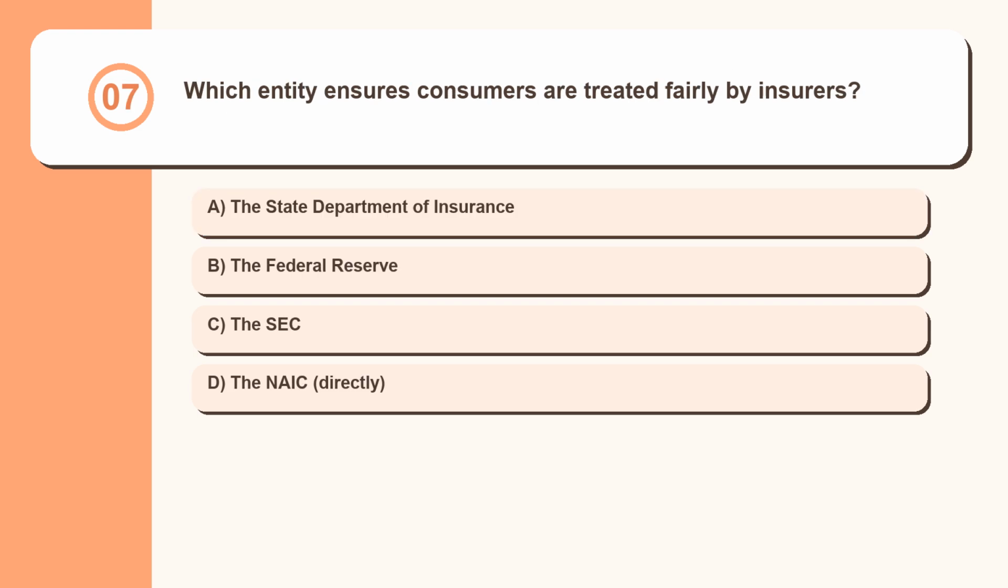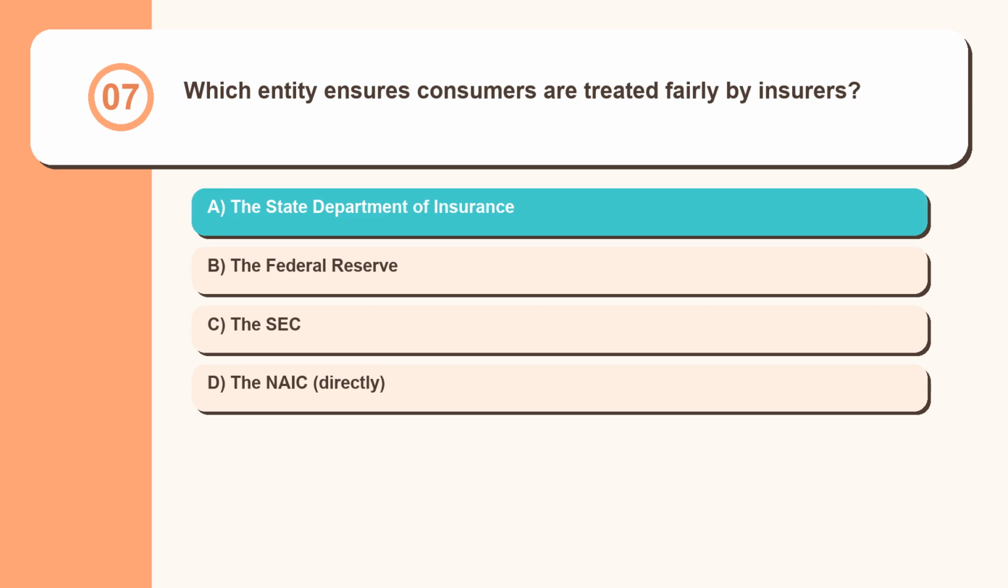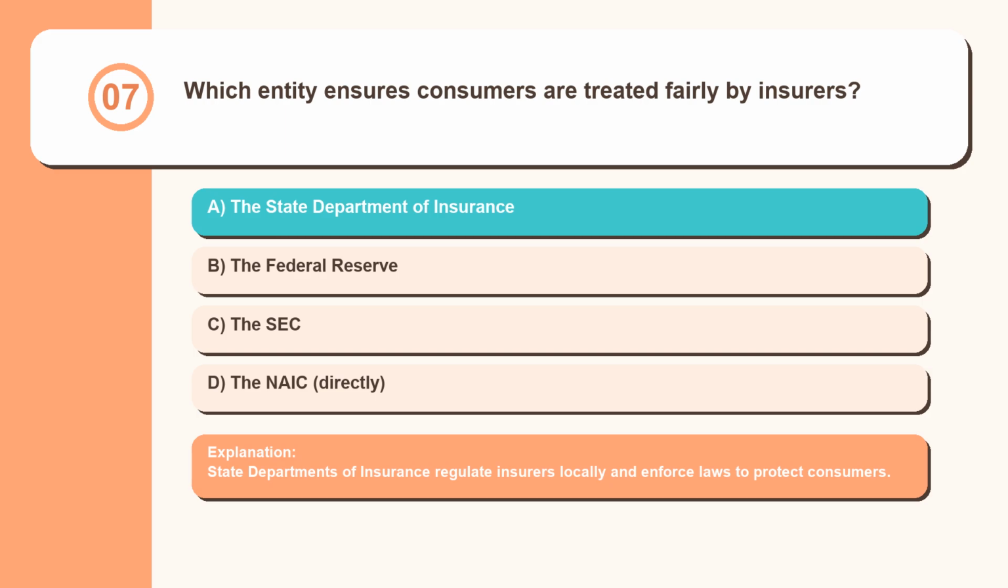Question 7. Which entity ensures consumers are treated fairly by insurers? The State Department of Insurance, the Federal Reserve, the SEC, the NAIC. State departments of insurance regulate insurers locally and enforce laws to protect consumers.